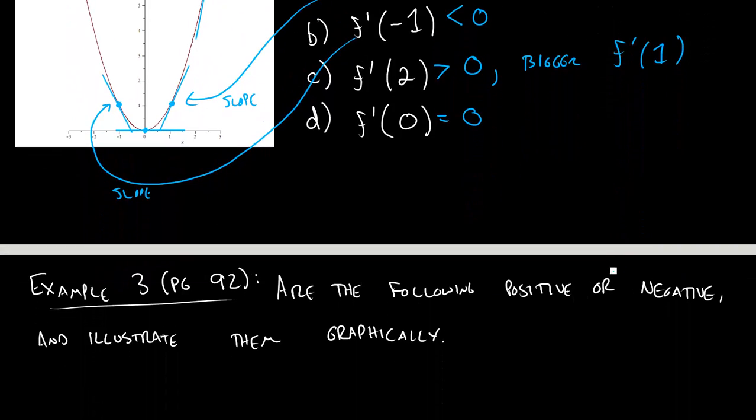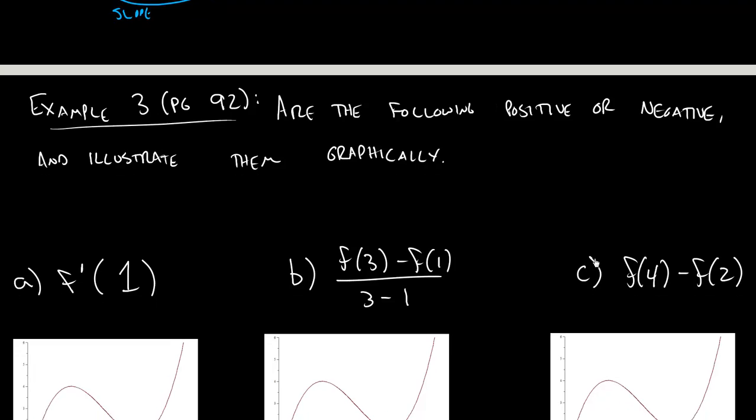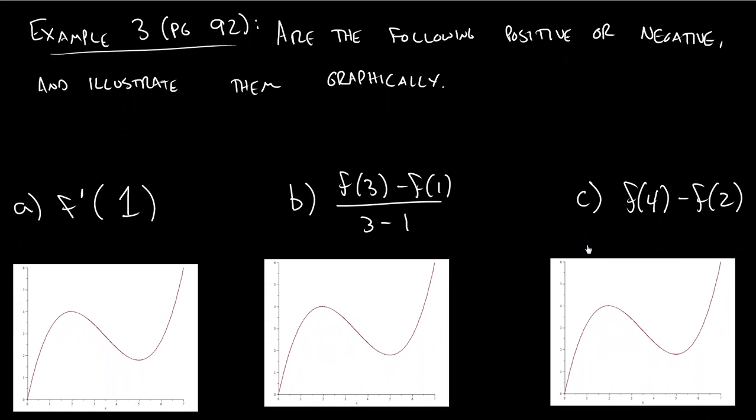So what about if they give you something a little bit different? So here's three different quantities that are all kind of similar to slope, and it wants you to illustrate these quantities graphically. So this first one is the one we just did the whole last problem on. It wants us to illustrate f prime of 1 graphically.